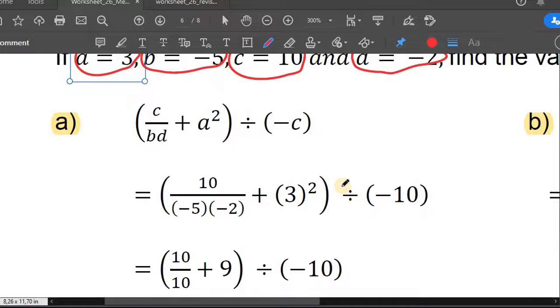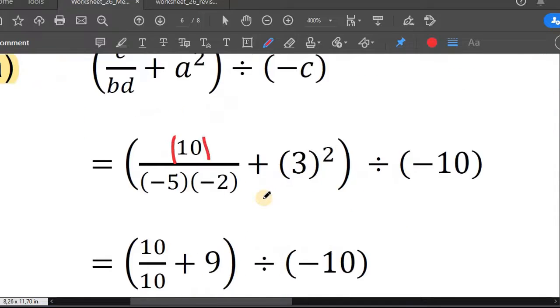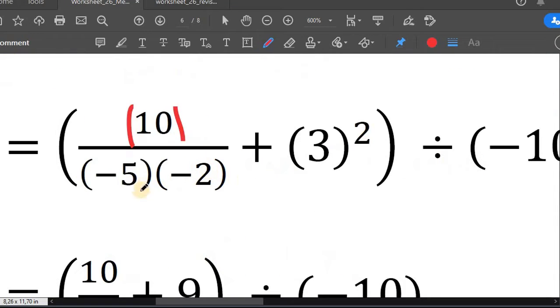So what you're going to do is, wherever you see the letter, take it out and replace it with a bracketed value. For C it was 10. You didn't have to put the brackets, but when you're starting off, let's keep our brackets there. For B the value was -5, my D value -2. Can you see this -5 is in the bracket, -2 is in the bracket.